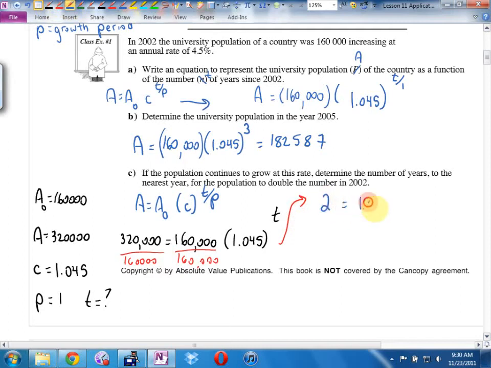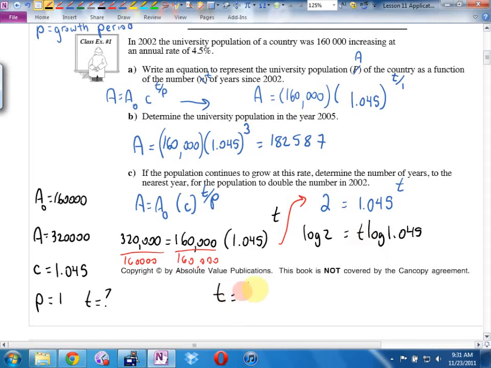How will I solve this? Log both sides. I also moved the exponent to the front on the same line. This is about the only time I let myself take a shortcut, because these are usually pretty clean when you get to this line. Holly, how would I get the T by itself? More specific, divide by what? I heard you say divide by. Yes. The amount of time is going to be the log of 2 divided by the log of 1.045.